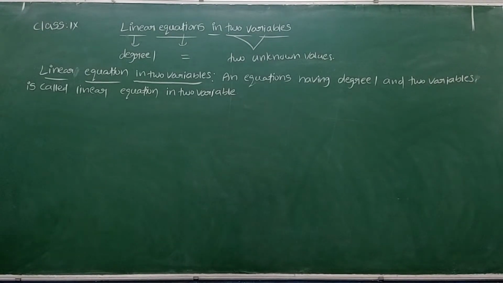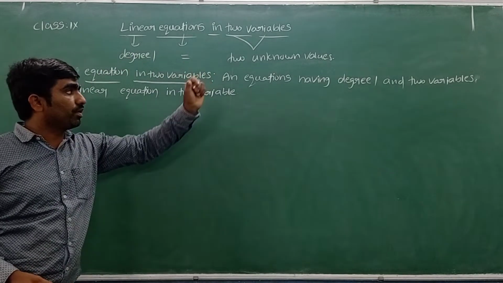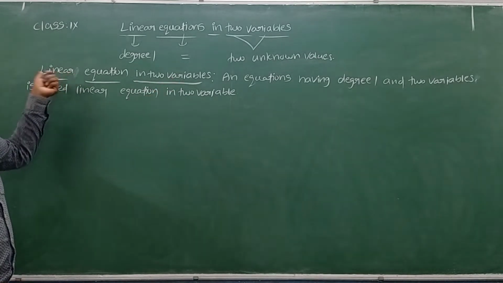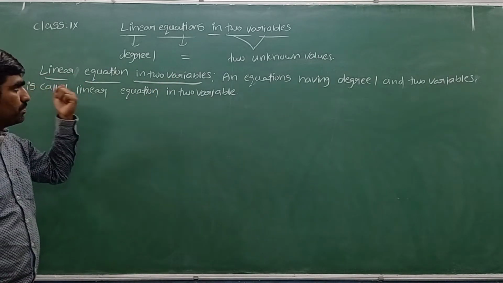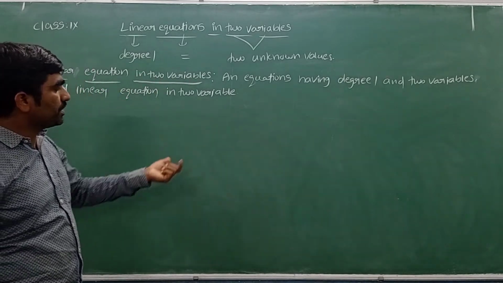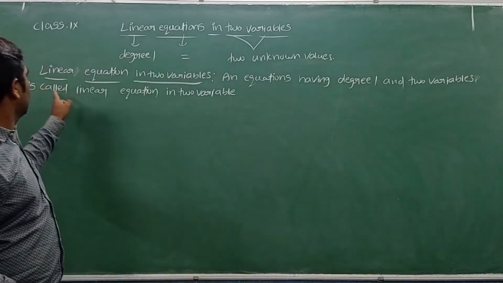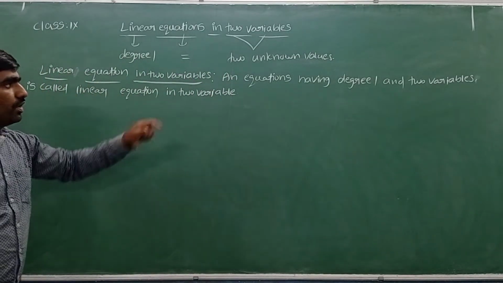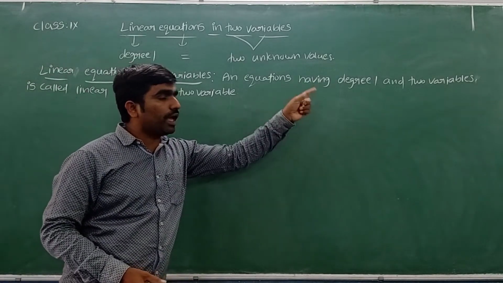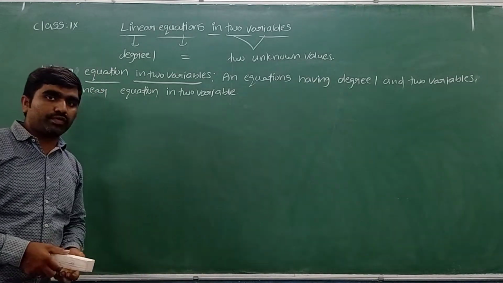Now let's see linear equation in two variables. Just now we discussed our title name only. Linear means degree 1, equation means equality symbol, two variables means two alphabets, two unknown values. Now let's see the definition. An equation having degree 1 and two variables is called a linear equation in two variables.